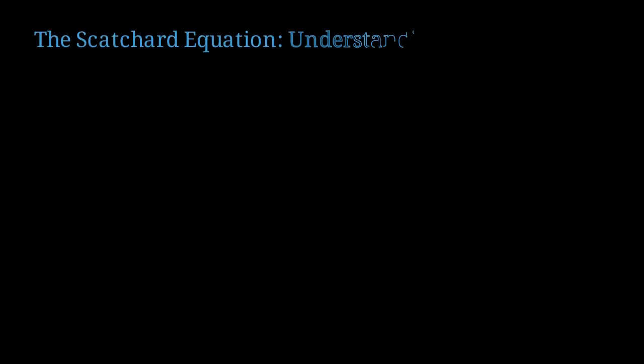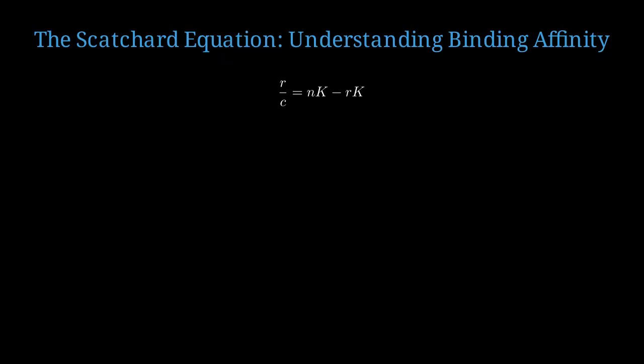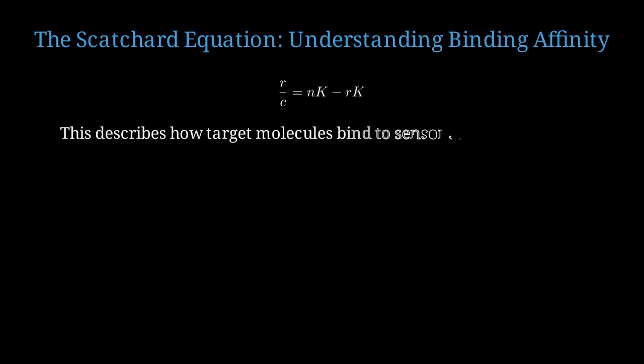Now let's discuss the theoretical foundation of biosensing, the Scatchard equation, which describes binding interactions. The Scatchard equation is R over C equals NK minus RK, where R is moles of ligand bound per mole of receptor, C is free ligand concentration, N is number of binding sites, and K is the association constant. This equation describes how target molecules bind to the sensor surface. It's fundamental to understanding sensor response.